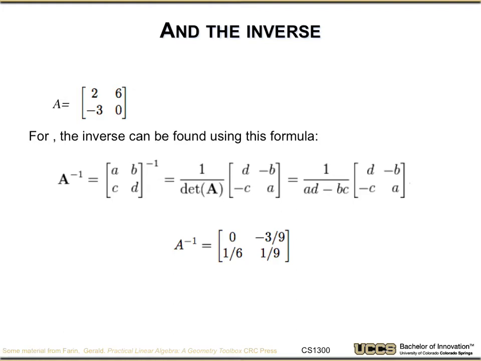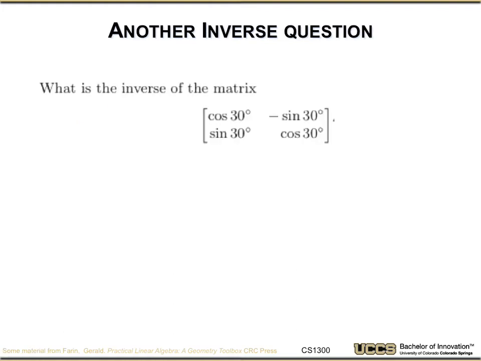So since we're talking about inverses, let's try another inverse problem. Find the inverse of this matrix. Okay, hopefully you have your answer now. The solution to this can be done one of two ways. You can just use the formula we just did and try and figure out cosine 30 and sine 30 and work through a lot of algebra.